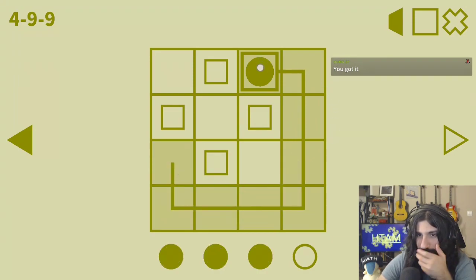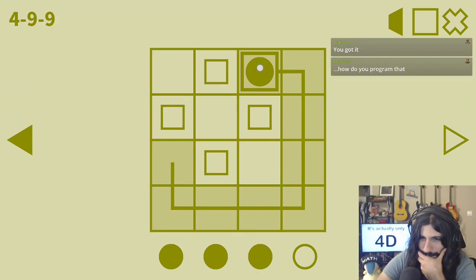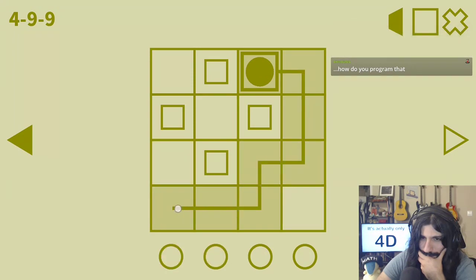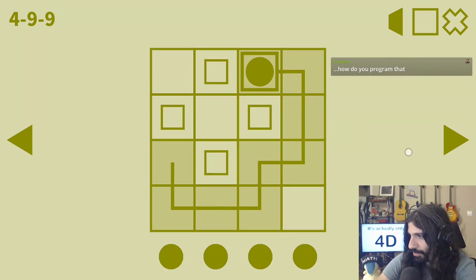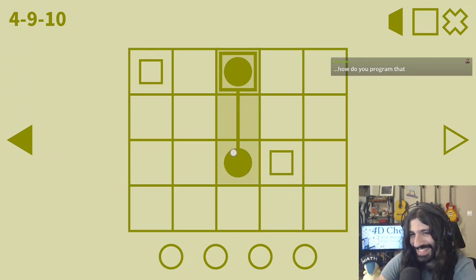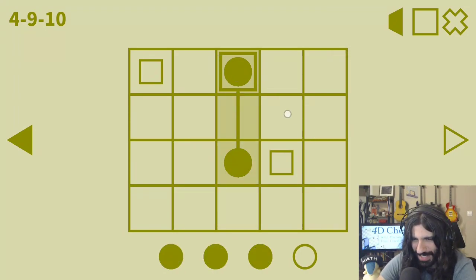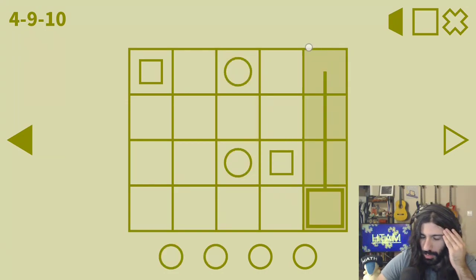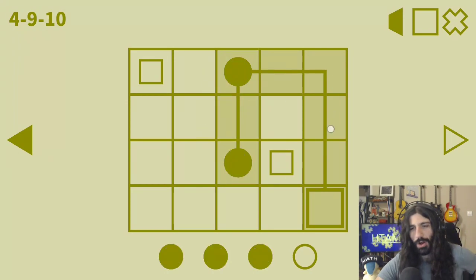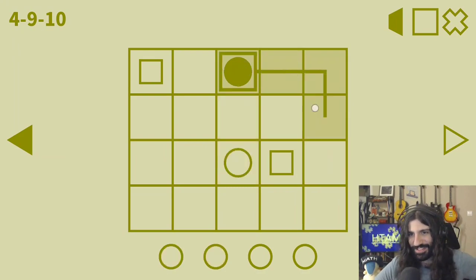Oh, this is like barely doesn't work, right? To the same shape. How do you program that? Fuck, man. I couldn't tell you. This got to be combined, right? So, okay, so doesn't this need to? No, that doesn't make sense. Okay, hold on. How the fuck do you do this?